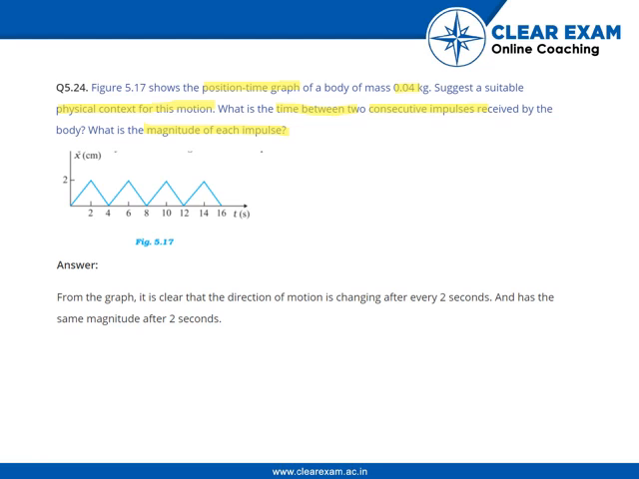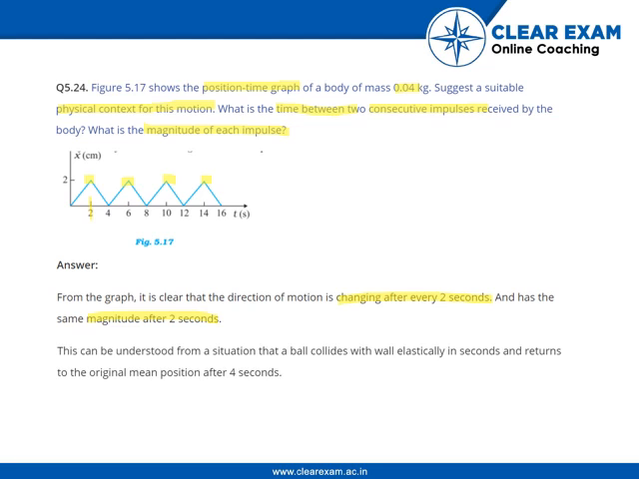For this graph, it is clear that the direction of motion is changing after every 2 seconds and has the same magnitude after every 2 seconds. Like you can see the crest of every graph. This can be understood from a situation where a ball collides with the wall elastically and returns to its original mean position after 2 seconds.